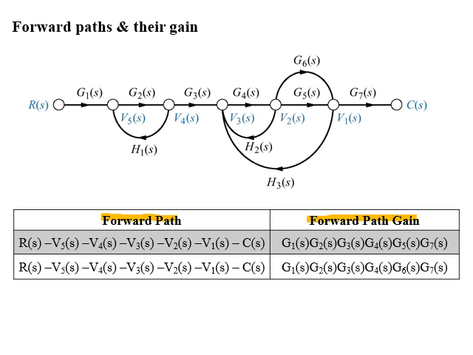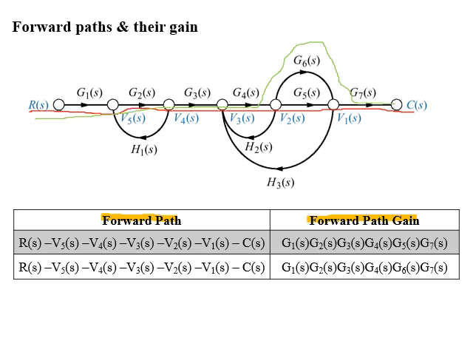The first forward path starts from input node R(S) and then moves along the nodes V5(S), V4(S), V3(S), V2(S), V1(S) and ends on output node C(S). Similarly, we have a second forward path which starts from input node R(S) and then moves through V5(S), V4(S), V3(S), V2(S), V1(S) and C(S). Apparently both forward paths are the same.